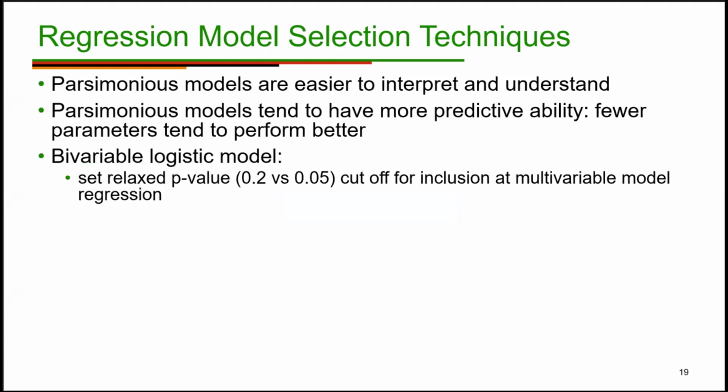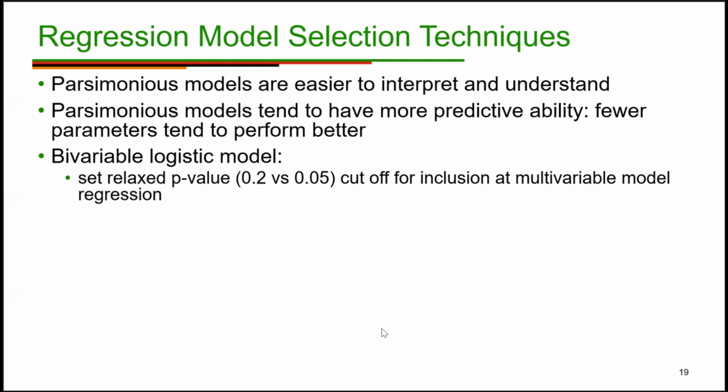Going back now to what it is that we're discussing. So we're trying to bridge the gap between a bivariable model and a multivariable model. So how do you decide which variables you carry over from the bivariable model to the multivariable model? There are several approaches that you can use in that regard.